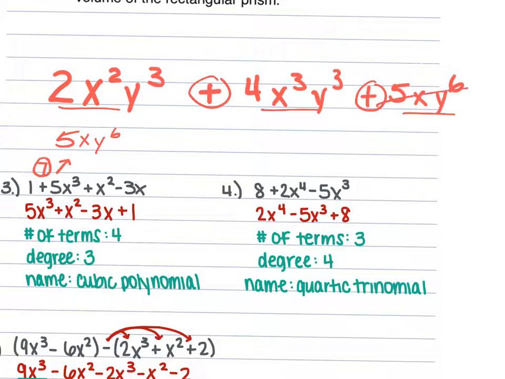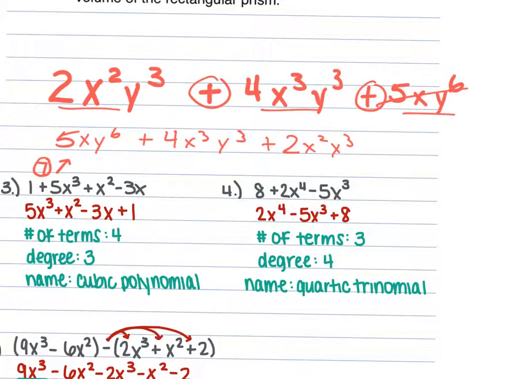So after I've done this one, what comes next? 4x cubed y cubed. What is the degree of just that part? 6, because it's a 3 and a 3. And then finally, 2x squared y cubed. And what is the degree of that?